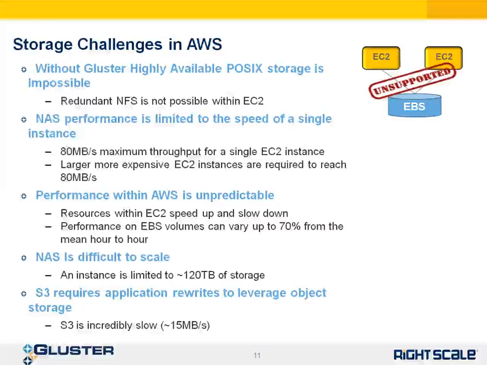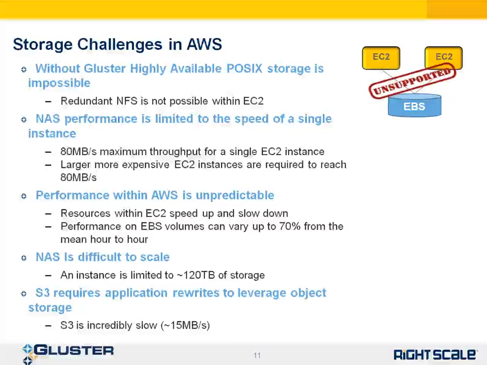Obviously, NAS performance is limited to the speed of a single instance within EC2. As we see through NFS, that's around 80 megabytes a second. And if you want to go faster than that, you need to buy the very expensive high compute units to get their back-end 10 gigE connections. I'm sure we've all also experienced how Amazon performance can be unpredictable. I can't tell you how many times we fired up an EC2 instance and it will slow down or speed up, or an EBS volume can even speed up and slow down almost 70%, hour to hour.